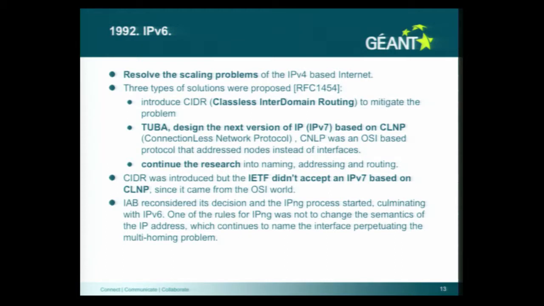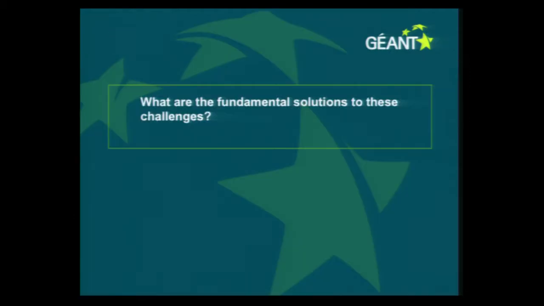One of the rules for IPng was that they could not change the semantics of the IP address. So the IP address was going to continue to name the interface and not the host. And so you still have that multi-homing problem: when you want to route over different routes to the same end host, you really need additional features to figure out what the addresses to that host are.